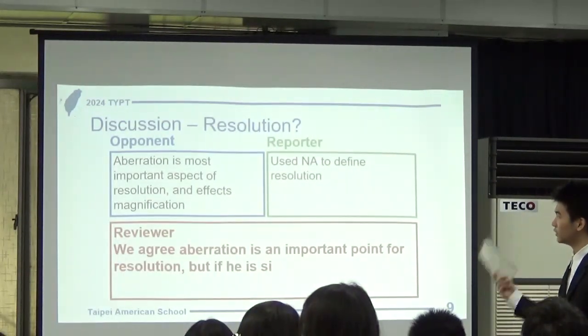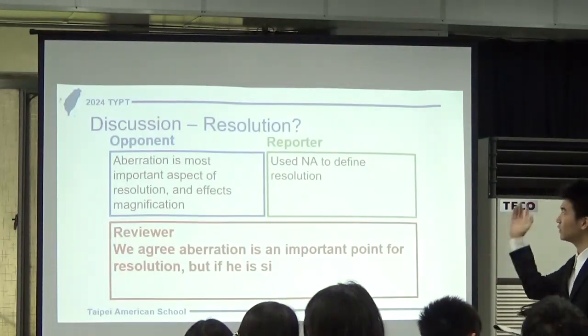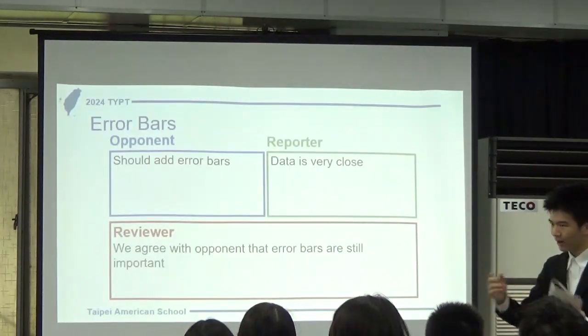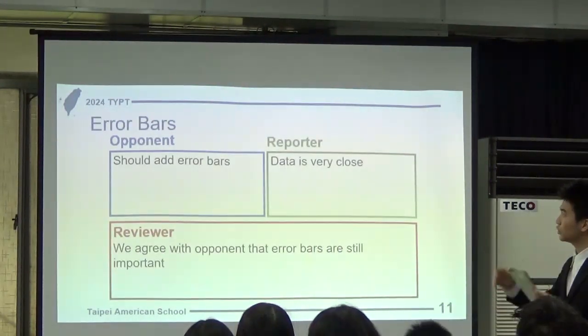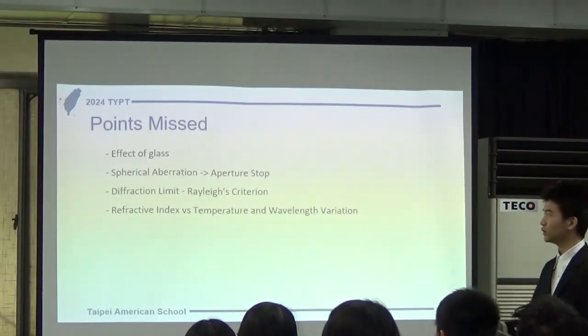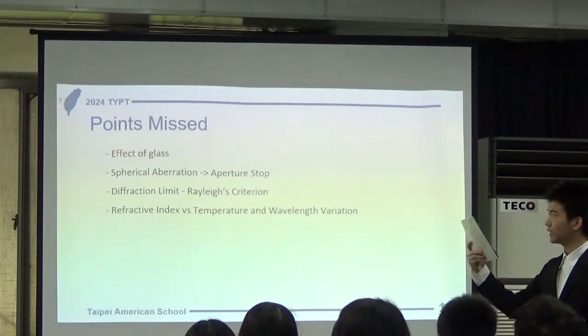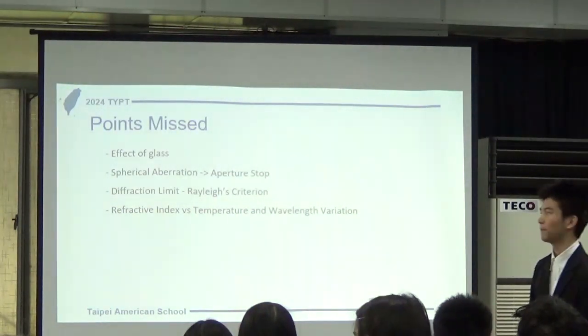They also discussed the resolution. The reporter said they only used numerical aperture. The opponent said to choose from the aberration. The opponent brought up hair distortion. They also discussed error bars. We agreed that they should add error bars. And then for plus points, we believe the effect of glass is important, and that the spherical aberration should also be included.